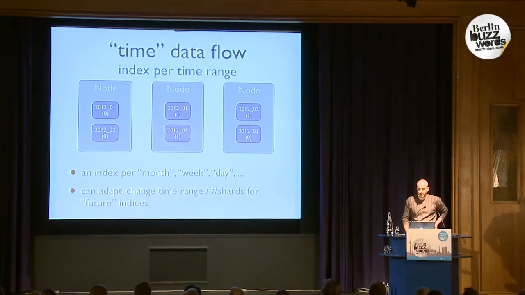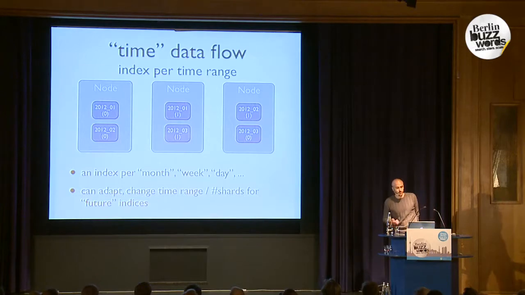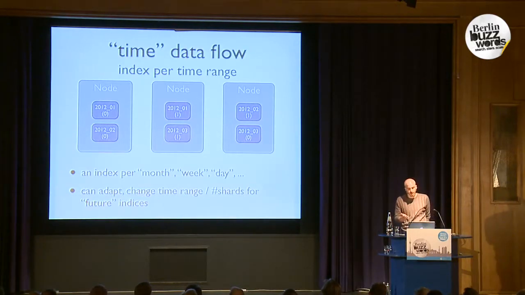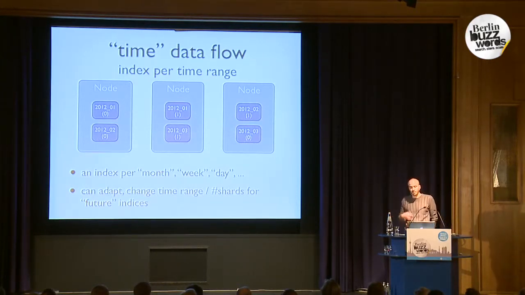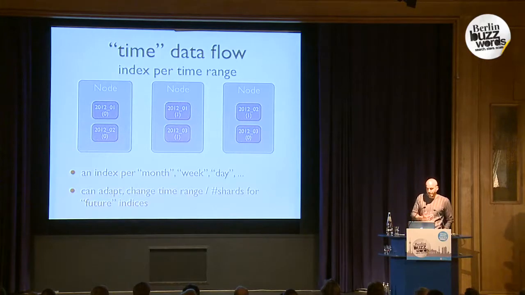So a nicer solution for that is to have an index per time range. So we can create an index per week, per day, per month. Doesn't really matter. And index that data into its own respective index based on the timestamp. This allows us also to easily adapt to future changes. If suddenly we decide to index more of Twitter or more of Facebook, the new index that we're going to create for the next week might have more shards compared to the other indexes that we created before. So it really gives you an unbounded ability to grow in terms of the cluster and in terms of the indexes.